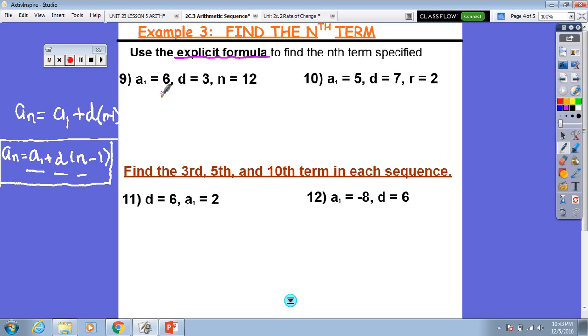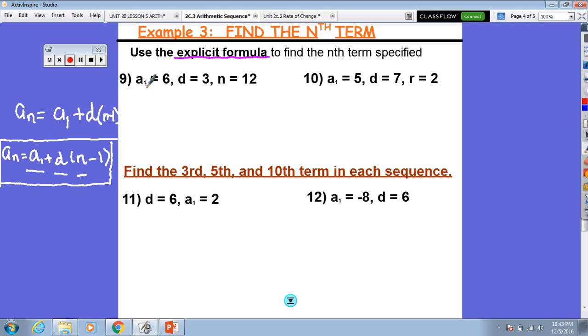So here they gave me that the first term was 6 because it says a1, that is a little 1. Your d is 3, which means the pattern is 3. And your n is 12, which means they are asking me to find the 12th term. It's important that you not only know how to use these numbers, but you know what they represent. So this one is the first term, and d is the pattern number.